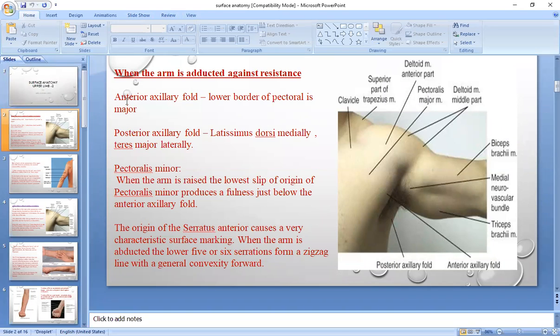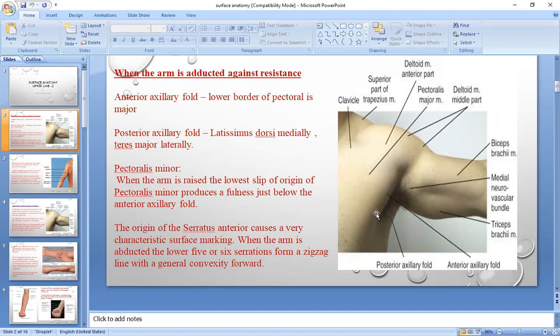Coming to the anterior axillary fold. This anterior axillary fold is well prominent here. Have you appreciated? This is a prominent anterior axillary fold. You can appreciate it when you are adducting the arm from abduction to adduction against the resistance. Then you can appreciate these folds.